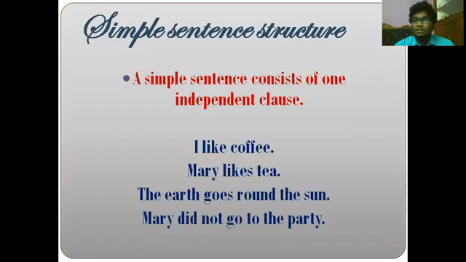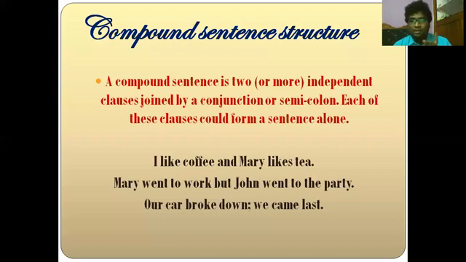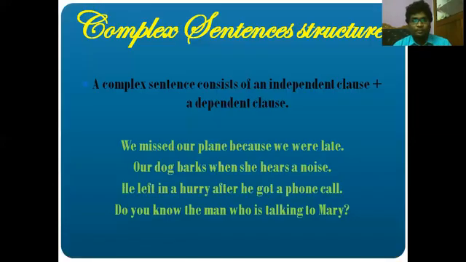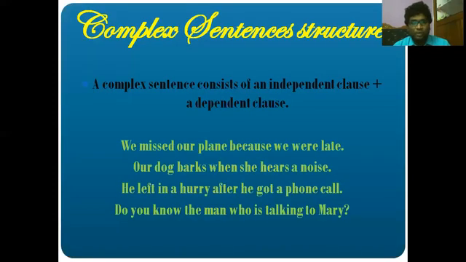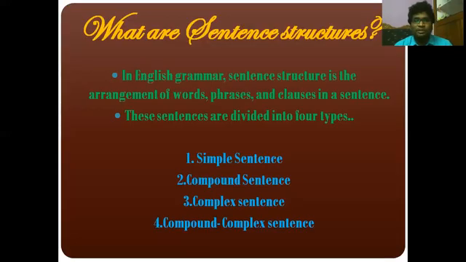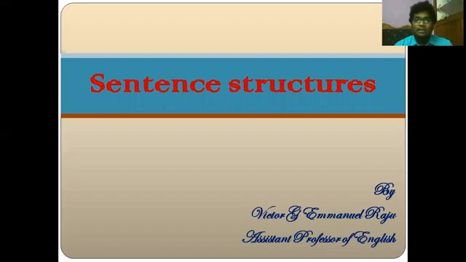So let's recap. A simple sentence has only one clause. Compound sentence structures have two independent clauses joined by a semicolon or conjunction. In a complex sentence structure, you have an independent clause plus a dependent clause. A compound-complex sentence has at least two independent clauses followed by one or more dependent clauses. This is how the sentence structures are defined. So this is all about sentence structures.